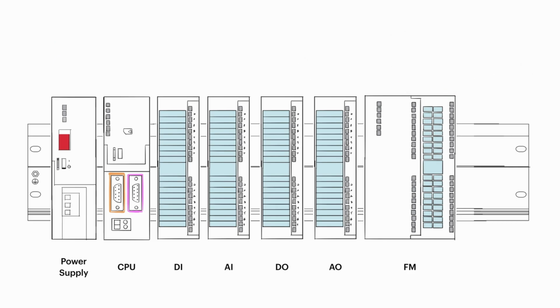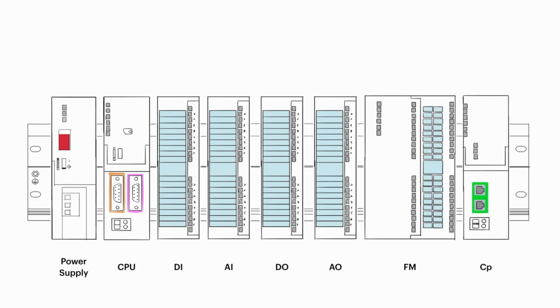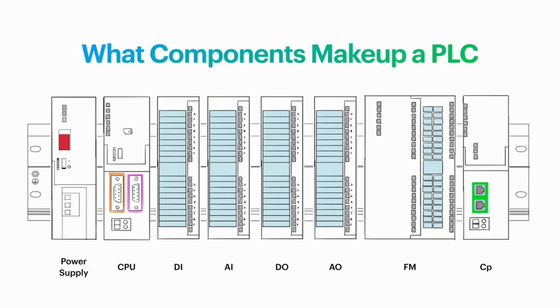Another module that may be installed in this rack is a communication processor, or CP. Most CPUs already include standard communication ports for networks like MPI, Profibus, or Profinet. But if a system needs additional or specialized network connections, you can install a communication processor to expand the PLC's communication capabilities. These are the modules typically used in a PLC.